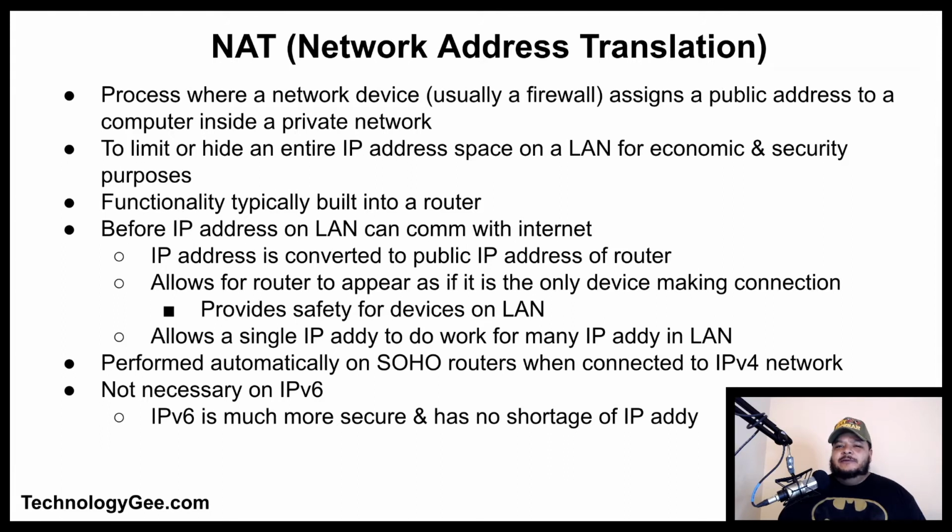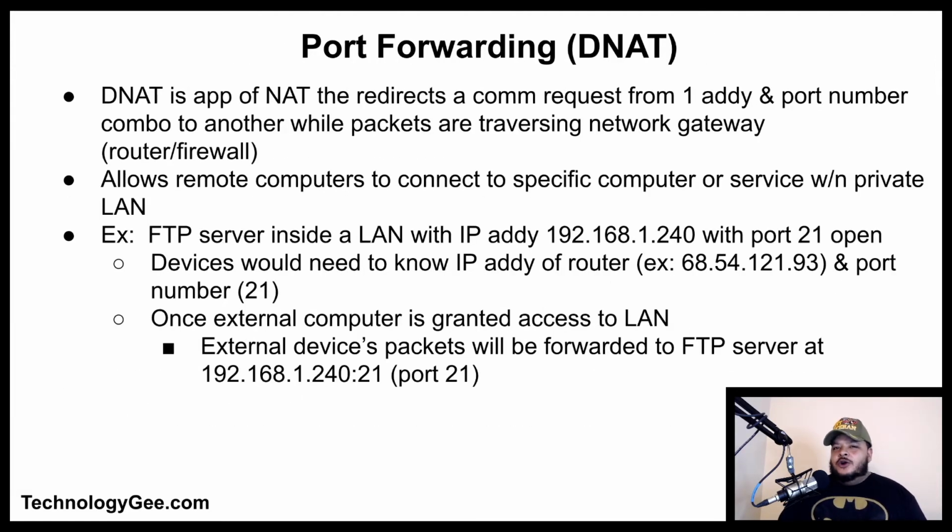When NAT is implemented, before an IP address on the LAN can communicate with the internet, the IP address has to be converted to the public IP address of the router. This allows for the router to appear as if it is the only device making a connection to remote computers on the internet, which provides safety for the computers on the LAN. It also allows a single IP address to do the work for many other IP addresses in the LAN. NAT is performed automatically on SOHO routers when connected to an IP version 4 network. NAT is not necessary on IP version 6 networks because IP version 6 is much more secure and has no shortage of IP addresses.